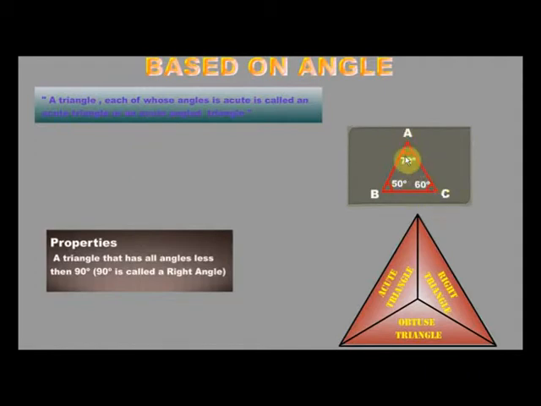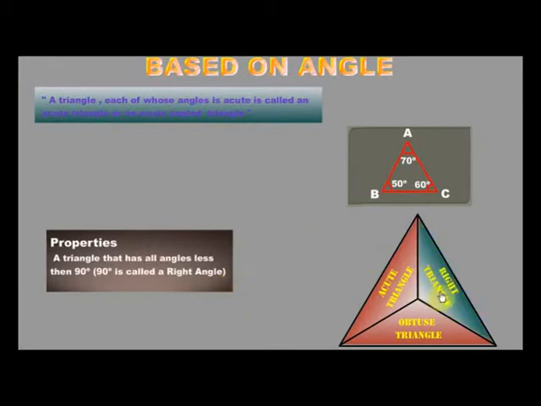So if we look at this triangle ABC, we see that all the angles are less than 90 degrees. This angle is 70 degrees, this is 50, and this is 60. And we see that all these angles are less than 90 degrees. And so we can say that it is a triangle that has all the angles less than 90 degrees. 90 degrees is called a right angle.